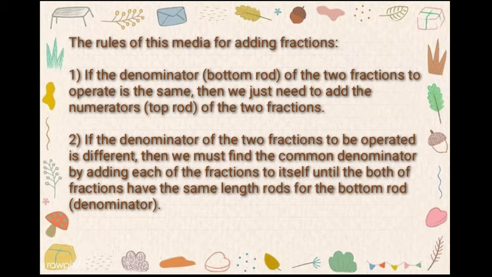The second is, if the denominators of the two fractions to be operated are different, then we must find the common denominator by adding each of the fractions to itself until both fractions have the same length rod for the bottom rod or denominator.